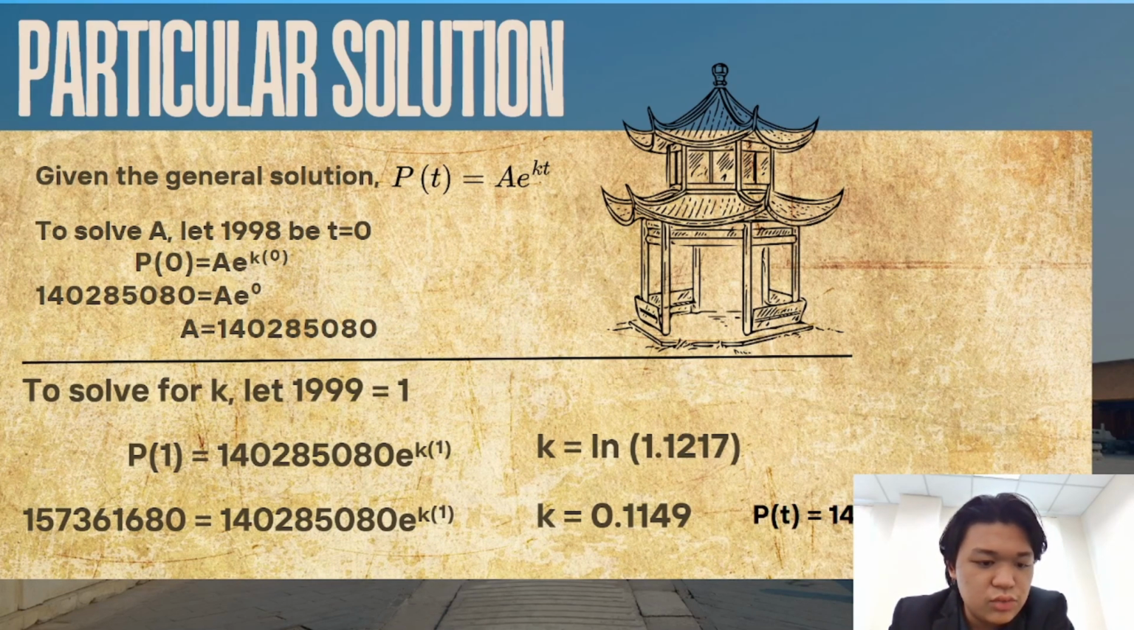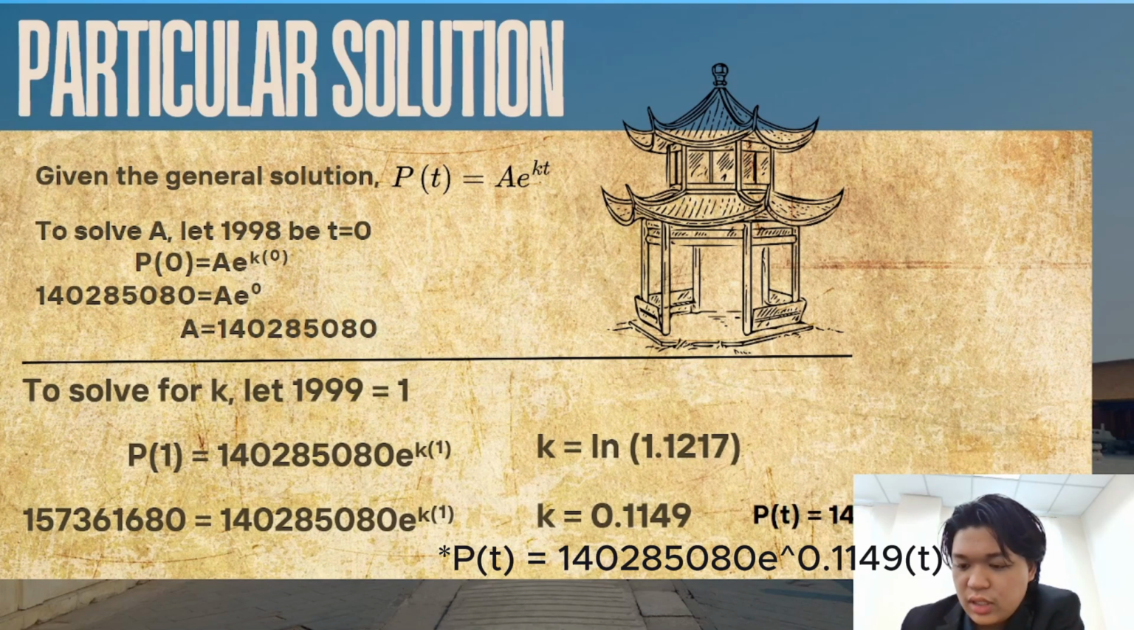Then to solve for k, we let 1999 be t equals 1. So substitute t equals 1 in P(t), and we get 140285080 e to the power of k times 1. In 1999, the CO2 emission is 157361680, which equals 140285080 e to the power of k times 1. So we calculate, and we got that k equals ln 1.1217. Hence k equals 0.1149. So the general solution is P(t) equals 140285080 e to the power of 0.1149t.